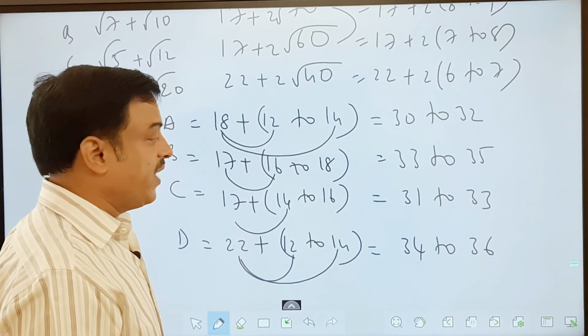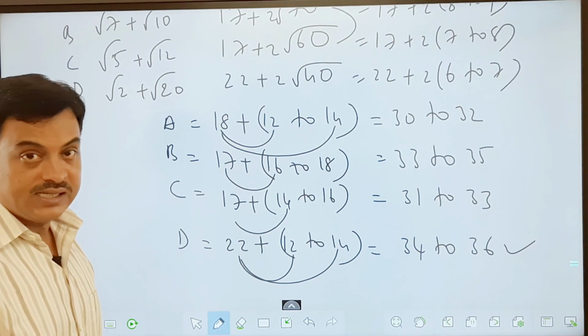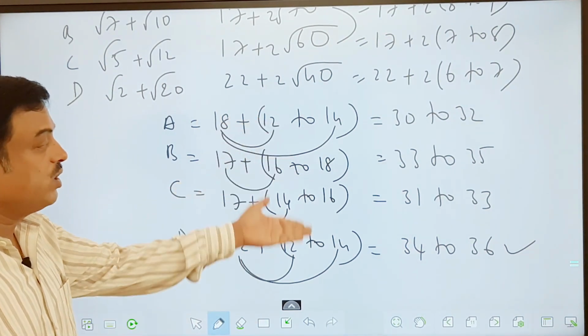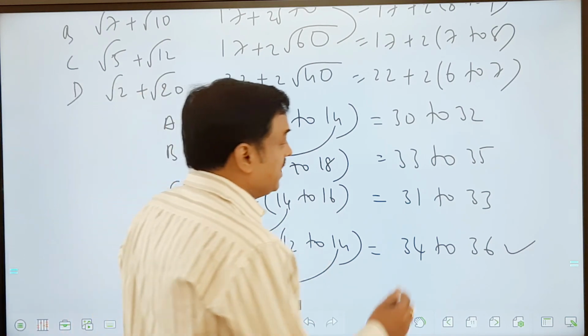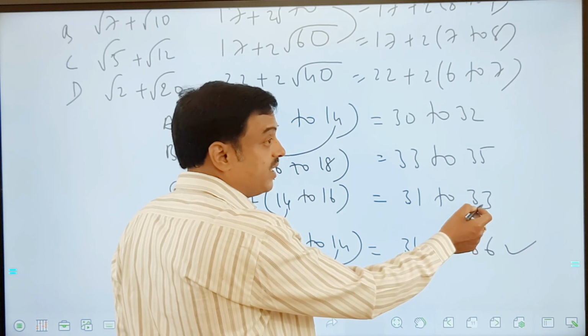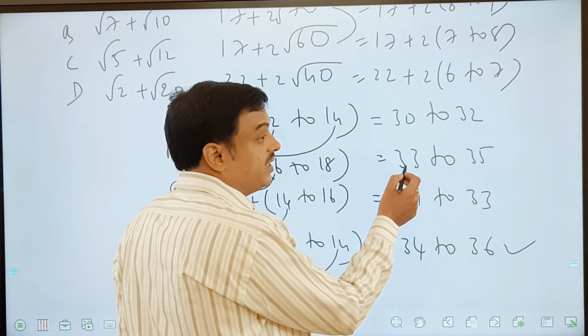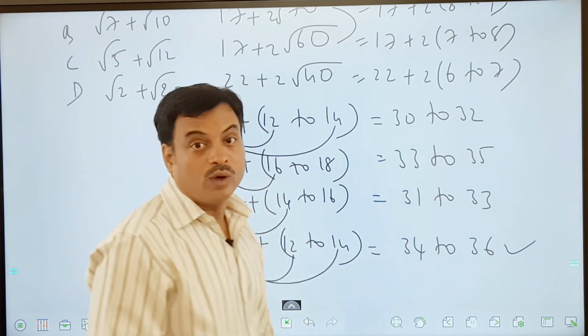So if my question is to find the largest, it is definitely D. D is the largest. Okay? And we can also arrange the order according to these numbers. Please understand, C is less than B because C is 31 to 33, the maximum value is 33, and B's minimum value is 33. So definitely B is greater than C. Similarly, we can arrange the other two also.